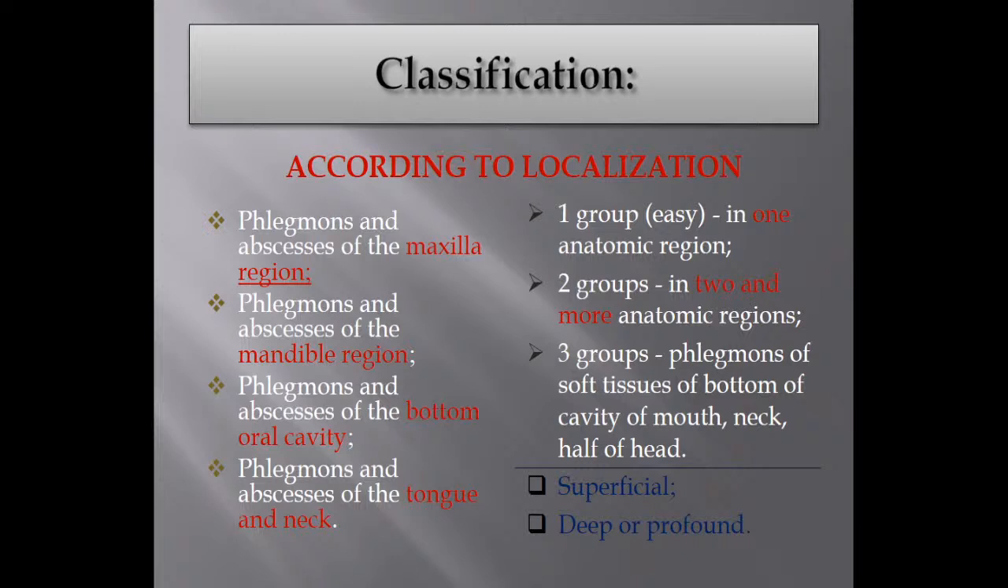For you as medical students, it will be enough to understand that phlegmons and abscesses can be superficial and deep, or profound. Examples of the superficial areas can be cheek, paraorbital, or, for example, submandibular. And examples of the deep or profound areas can be parapharyngeal, subtemporal, and others.